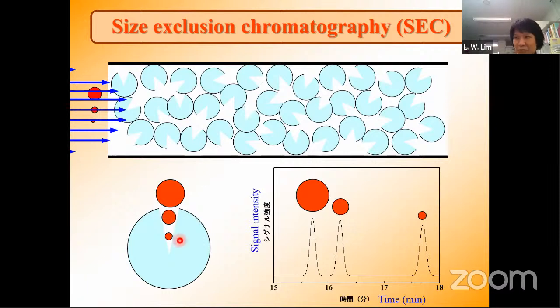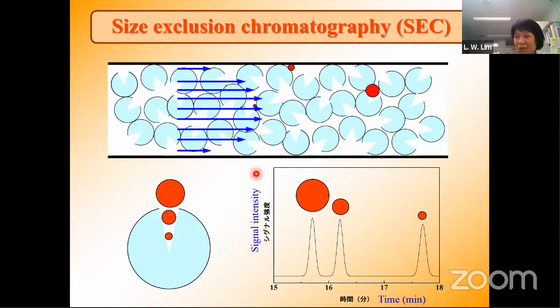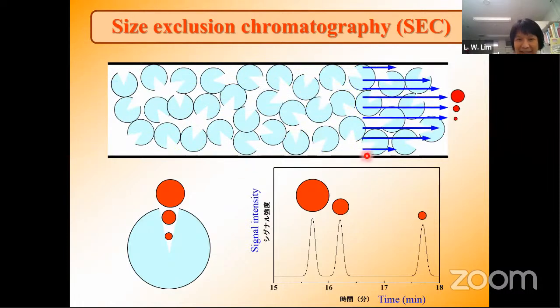So for size exclusion, maybe you can guess already, the big size will go faster because they cannot go longer. I have made a simple animation. You can see the small ones will go through all the small holes. By the time they come out, the big one will come out first, then the medium size in the middle, and then the small one will come out last, because the small one goes through all the small holes and its retention time is much longer.